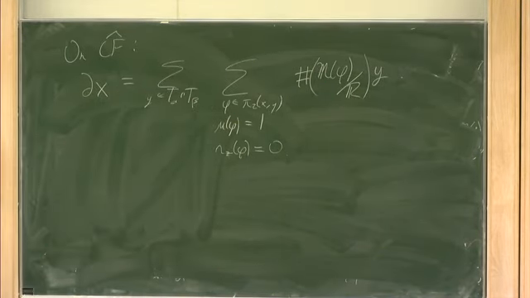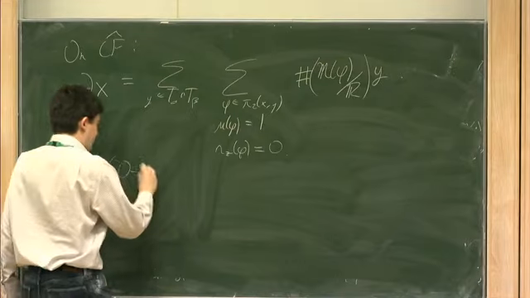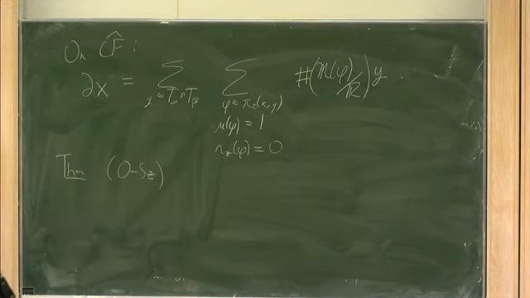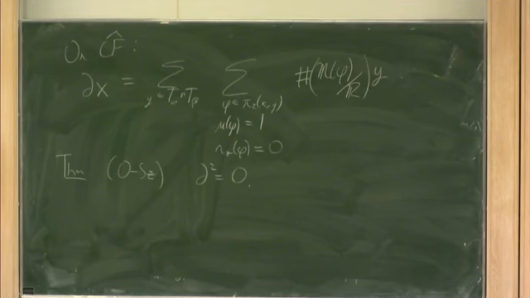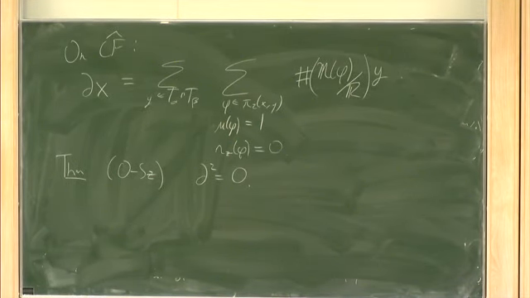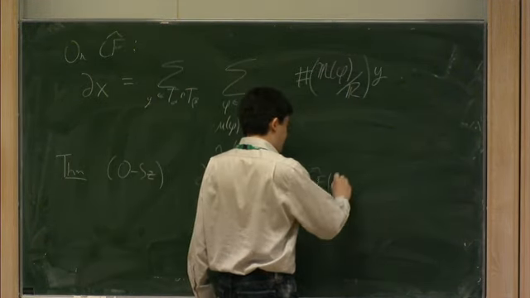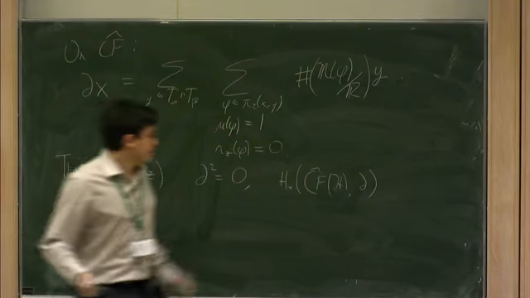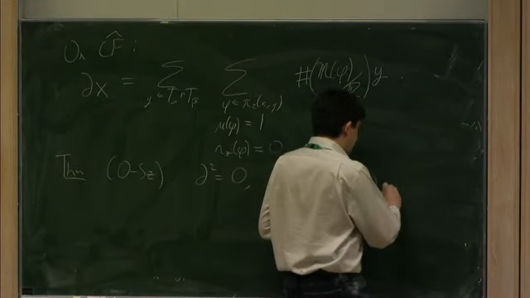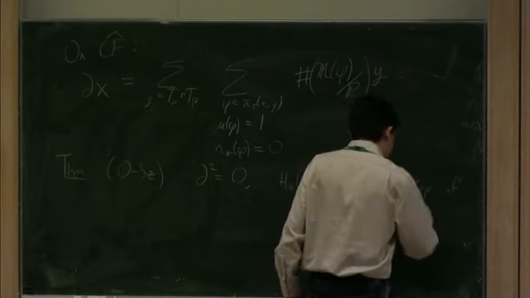Okay, and a miracle occurs, and the theorem of Ozsváth and Szabó is that d squared is equal to 0. Okay, so this is actually a legitimate differential, and the homology of this chain complex is independent of all sorts of choices.